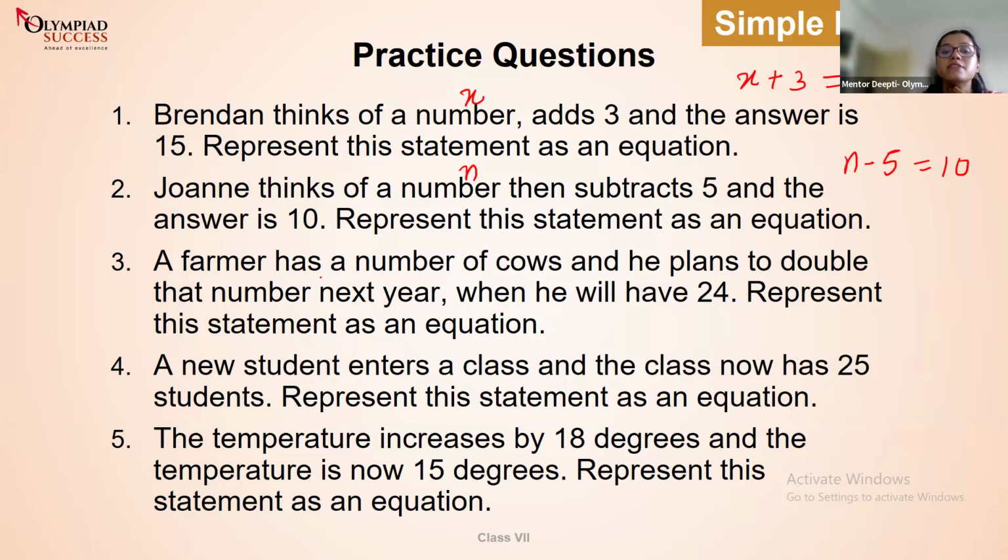A farmer has a number of cows and he plans to double that number by next year. Now this question is a little tricky. Let's read the question nicely. A farmer has a number of cows and he plans to double that number by next year, when he will have 24. Represent this statement as an equation. Now do this one. Let's see who all are giving the answer. Question number 3.